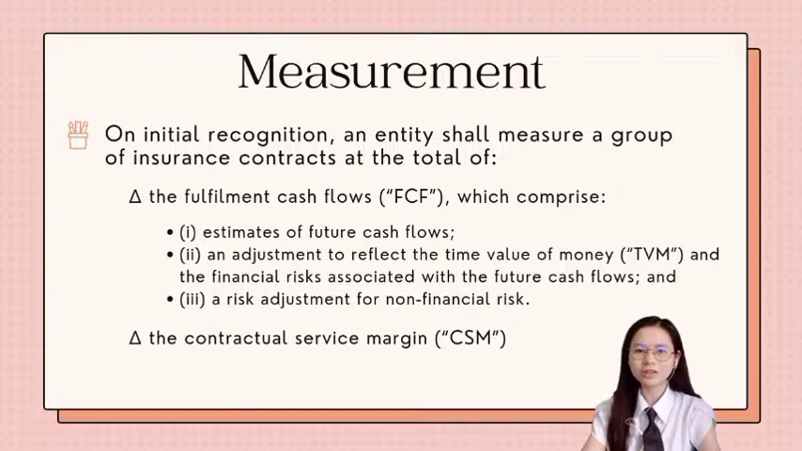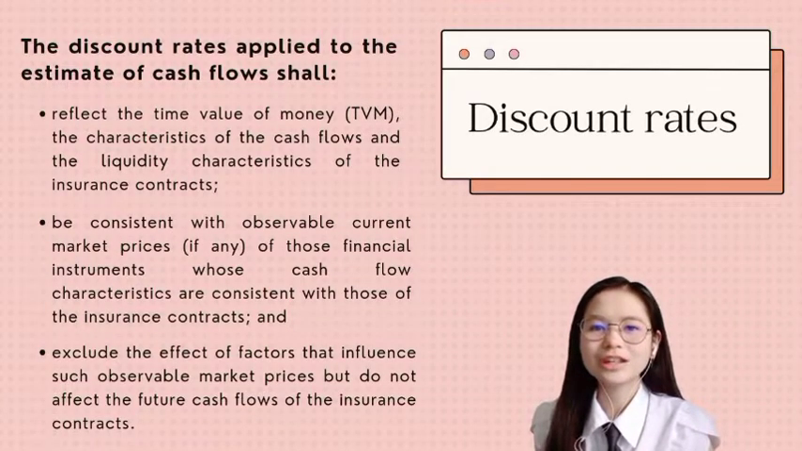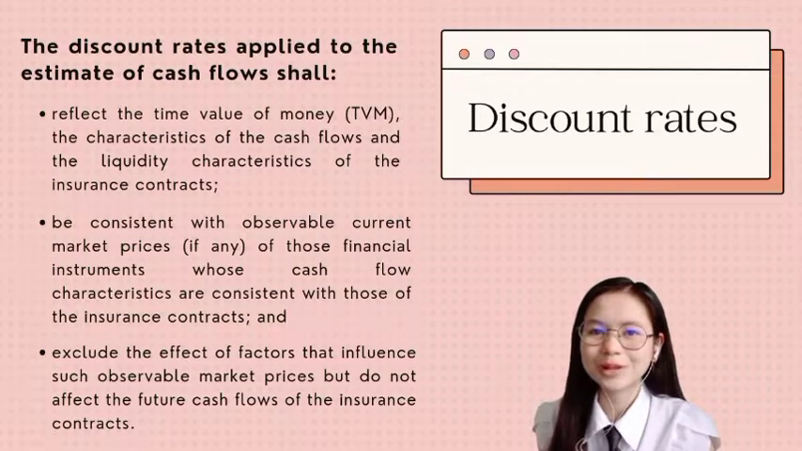They should reflect the perspective of the entity, provided that the estimates of any relevant market variables are consistent with the observable market prices. The discount rates applied to the estimate of cash flow shall first reflect the time value of money, the characteristics of the cash flows, and the liability characteristics of the insurance contracts. Next, it should be consistent with observable current market prices, if any, of those financial instruments whose cash flow characteristics are consistent with those of the insurance contracts. And it should include the effect of factors that influence such observable market prices but do not affect the future cash flows of the insurance contracts.